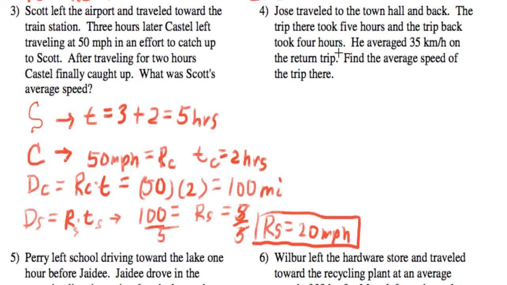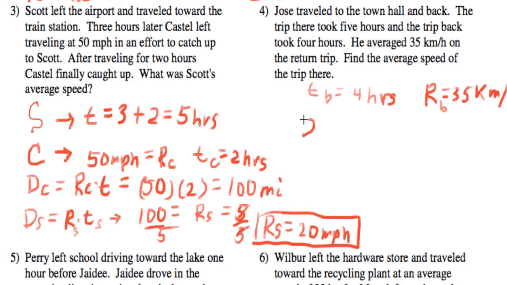And then we have Jose traveling to the town hall and back, 5 hours there, 4 hours back. He averaged 35 kilometers per hour on the return trip, and we want to find the average speed of the trip there. So this is very much like problem number 2. So let's be clear. Let's do the time back is 4 hours. The rate back is 35 kilometers per hour.